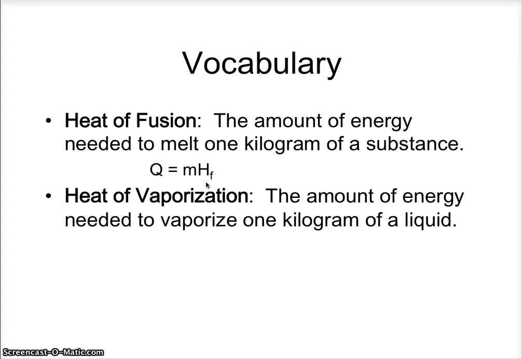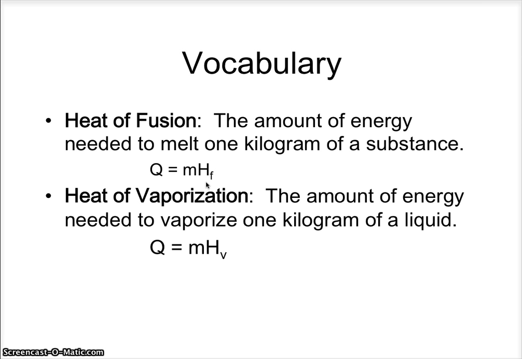The heat of vaporization is the amount of energy that's needed to vaporize 1 kilogram of a liquid. So if you're vaporizing something, that means you're going from a liquid to a gas. And when you do that, it's going to have a positive Q. But if you go in reverse, where you're taking energy away from the substance, it's going to be a negative Q because the substance is losing heat. So Q is equal to mHv. Hv stands for heat of vaporization.